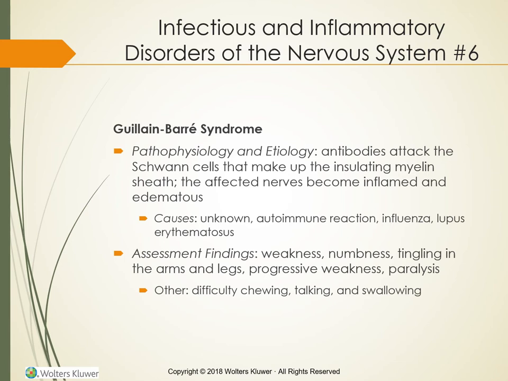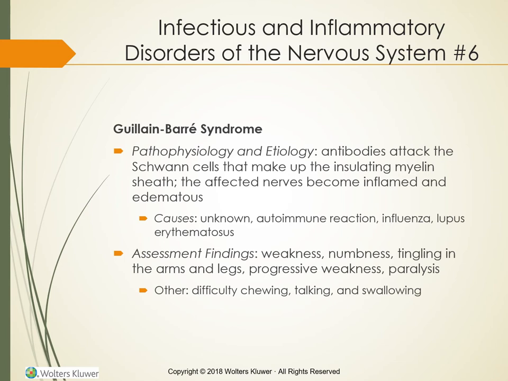Antibodies attack the Schwann cells, S-C-H-W-A-N-N, that make up the insulating myelin sheath surrounding the axons on nerves. The affected nerves become inflamed and edematous. As myelin becomes disrupted, nerve transmission becomes abnormal. Mild to severe ascending muscle weakness, tingling and numbness, or paralysis develops from the legs upward. Overactivity or underactivity of the sympathetic or parasympathetic nervous system is evidenced by changes in blood pressure as well as in heart rate and rhythm. Eventually, the myelin regenerates, function is restored, and recovery begins in reverse sequence from the upper body downward.